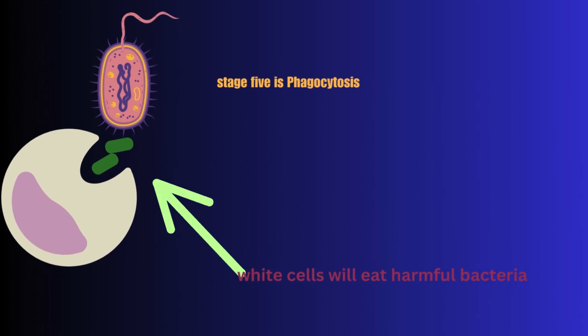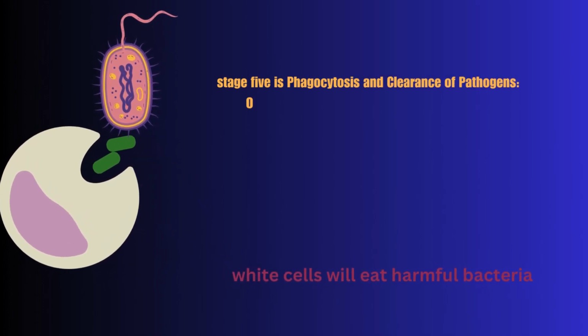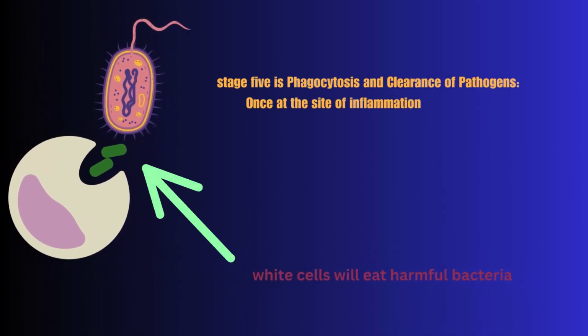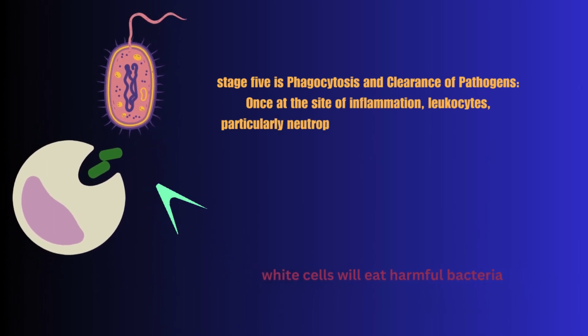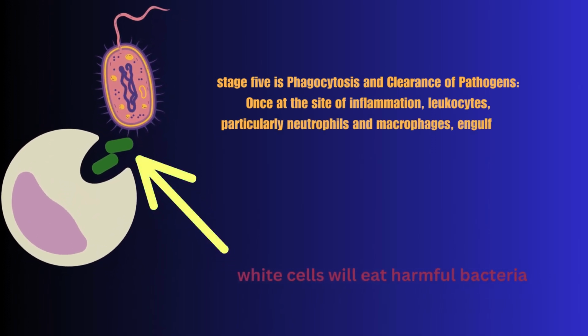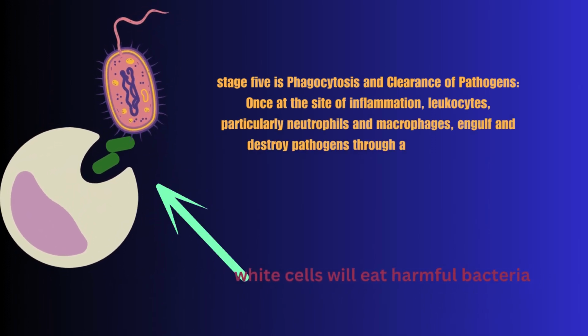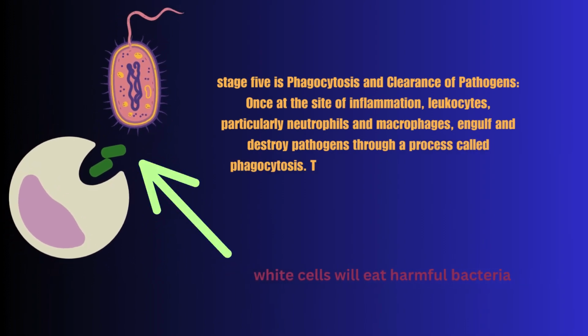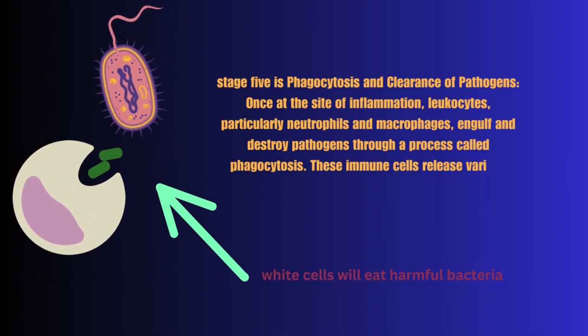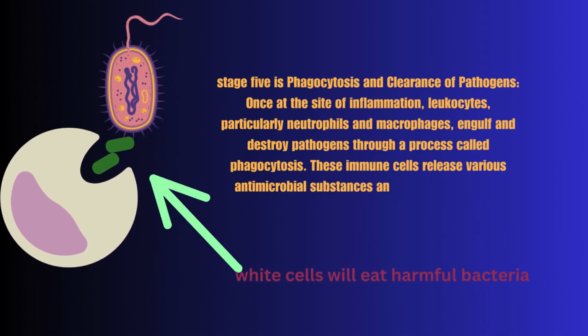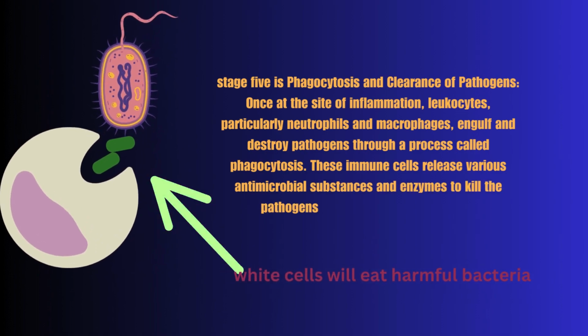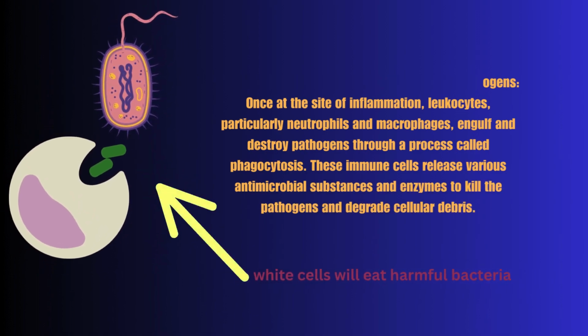Stage 5 is phagocytosis and clearance of pathogens. Once at the site of inflammation, leukocytes, particularly neutrophils and macrophages, engulf and destroy pathogens through a process called phagocytosis. These immune cells release various antimicrobial substances and enzymes to kill the pathogens and degrade cellular debris.